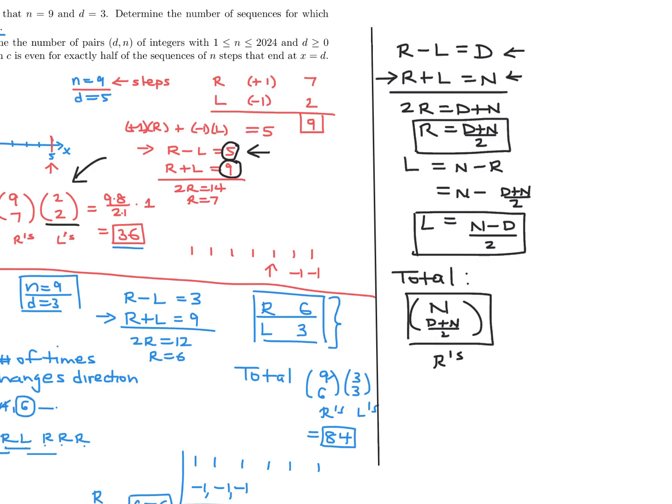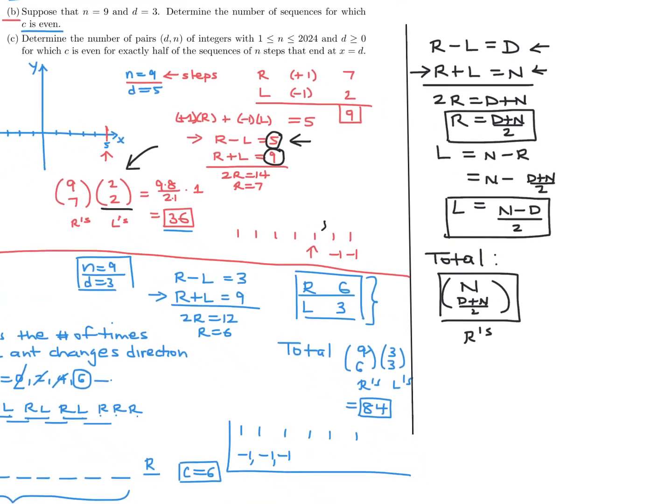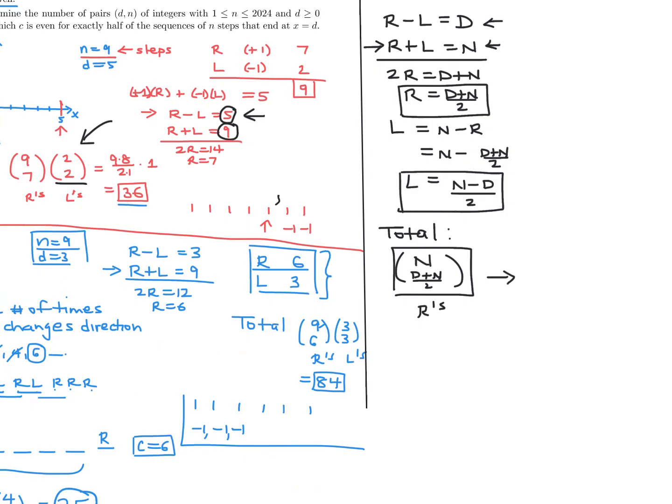But what they're saying in part C is that C is even for exactly half of the sequences of n steps. So what they're saying basically is that once you calculate the total number of steps, we want C to be half of that. So we want half of this, n choose d plus n over 2. So that is the first part of this question.